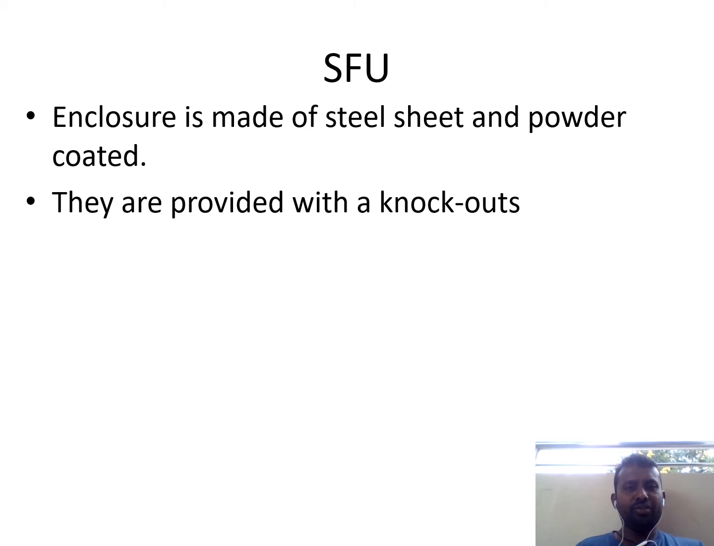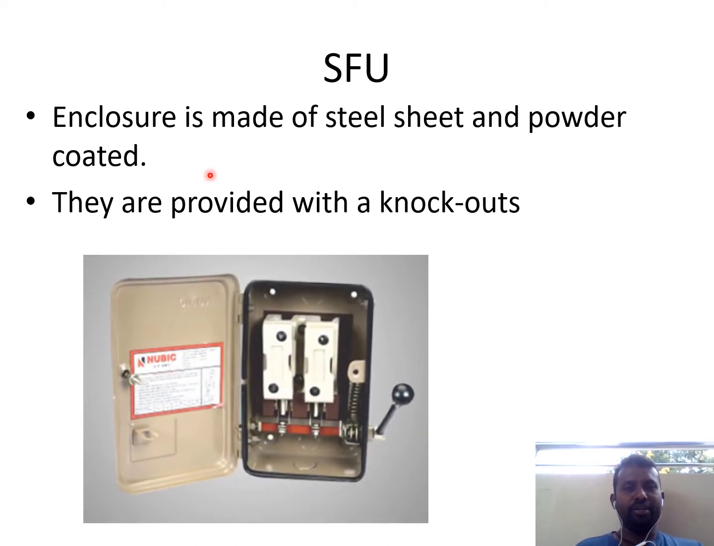In the switch fuse unit, as I have told you, there is an enclosure that is made of steel sheet and powder coated, and they are provided with knockouts. As you can see, this is the enclosure, and there are some rewirable fuses with some conducting parts in it, and there is a handle here. You will come across this in many cases.